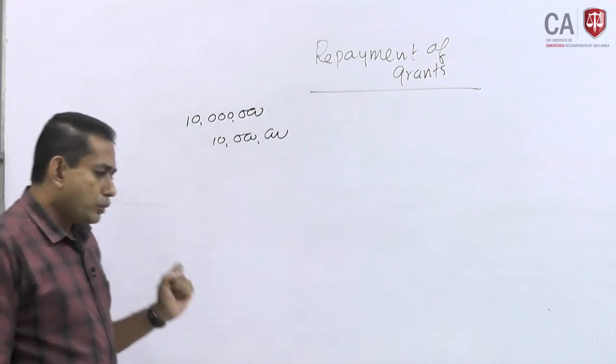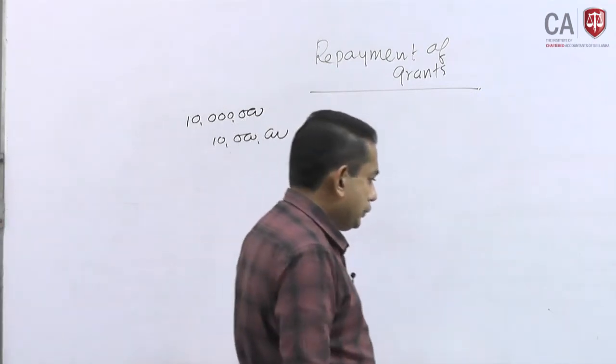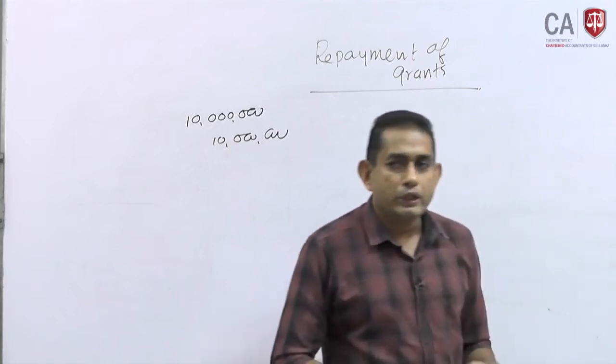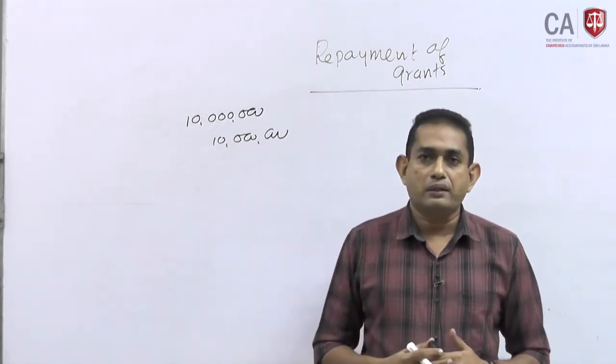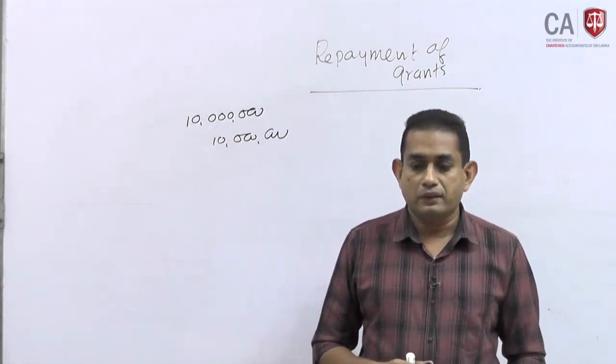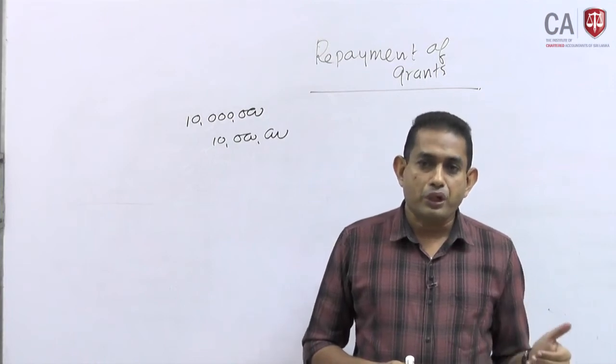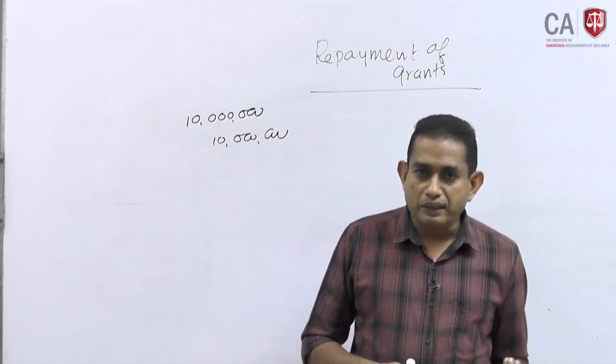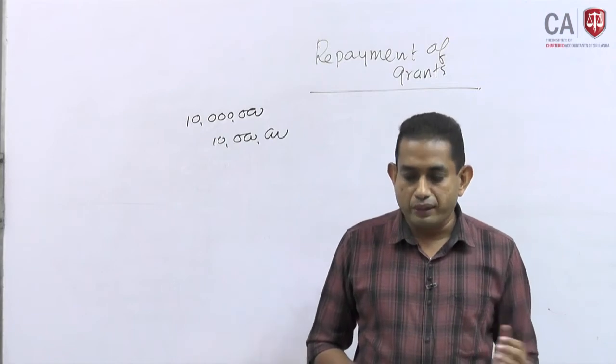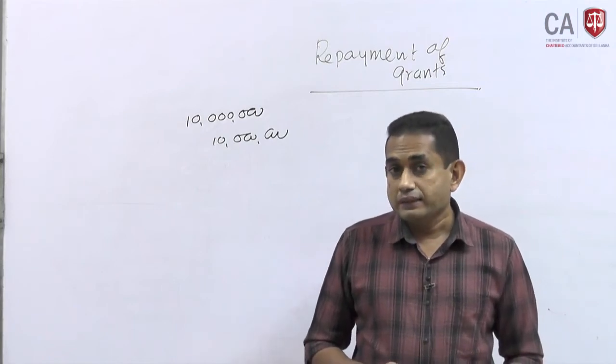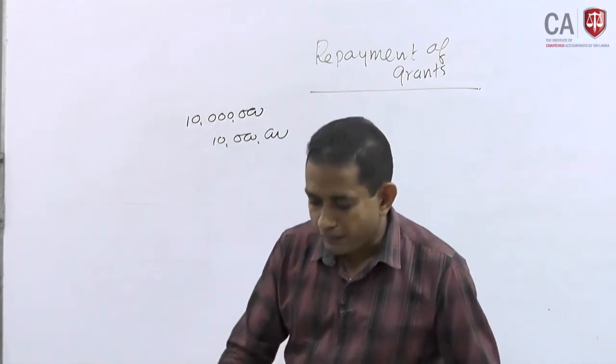But there are some small nooks and corners to be looked into as you repay the government grant, if you have adopted the revenue approach, under which we have two methods of recognizing it: deferred revenue and cost reductions. Let us see the accounting, and let me take a simple example.